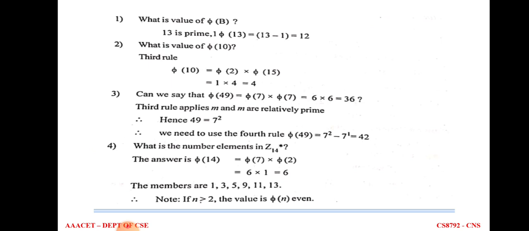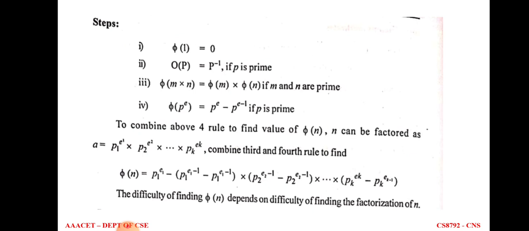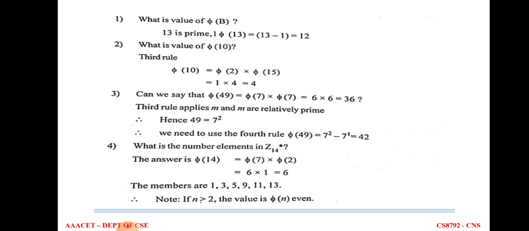So each and every problem, we solve by applying the above four rules. The last one is: what is the number of elements in Z14 star? We all know what closure is. Star means closure operation. So for 14, we will check whether 14 is a prime number or not. 14 is not a prime number, so we have to factorize: 7 into 2, because 7 is one prime number and 2 is another prime number. So phi of 7 into phi of 2. 7 is a prime number, so p minus 1, that is 7 minus 1 is 6, and 2 minus 1 is 1. So the answer is 6.